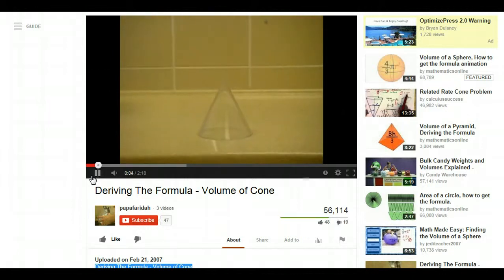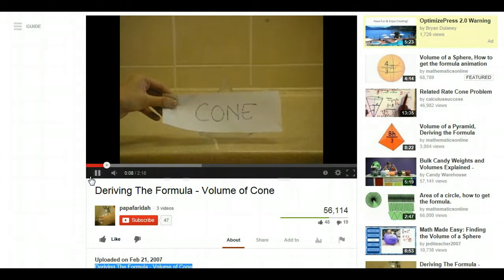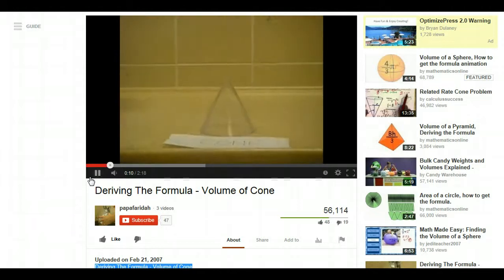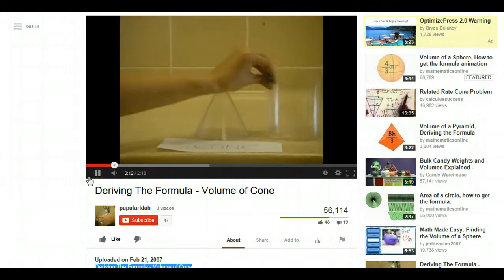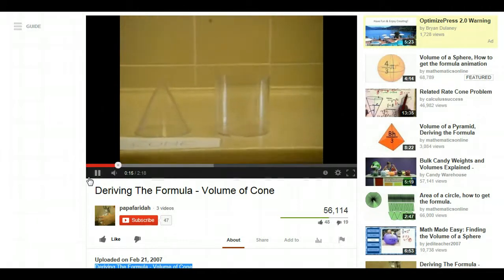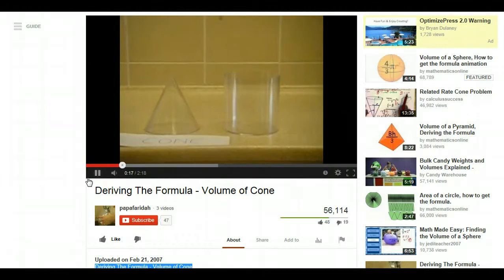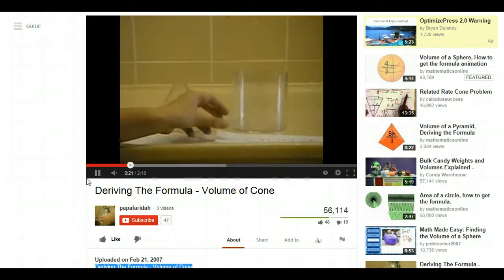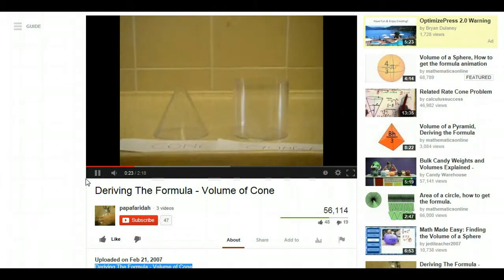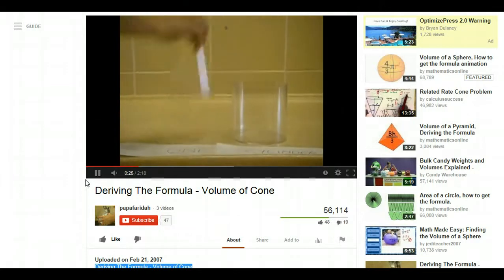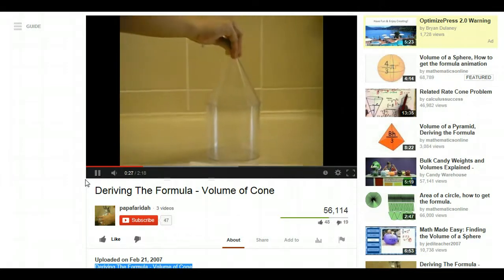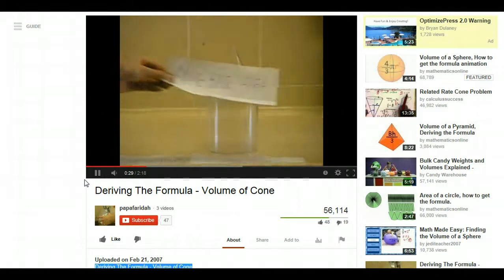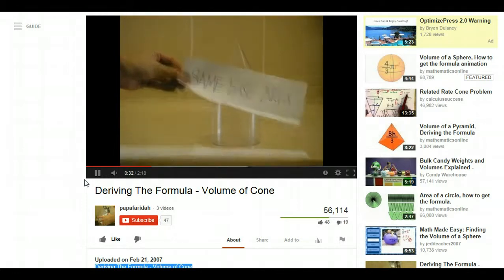Deriving the formula for the volume of a cone. And there is a cone. With subtitles, cone. And there is a cylinder, and it's the same size. You notice the base has the same size as that cone, and it is the same height as the cone. Same base area.